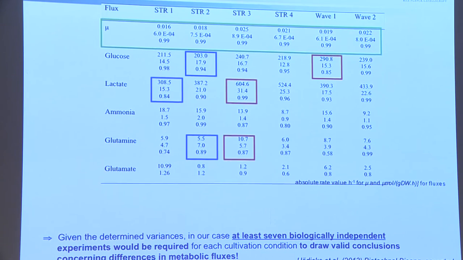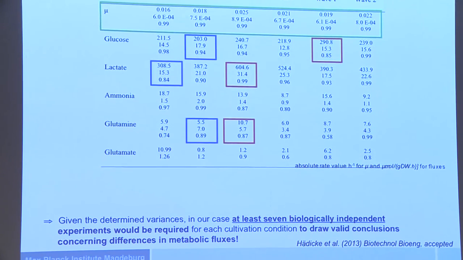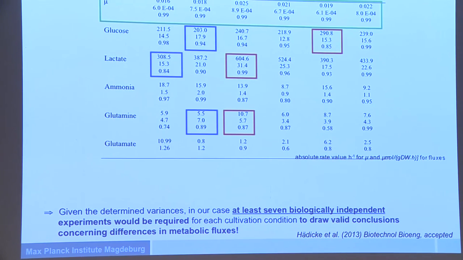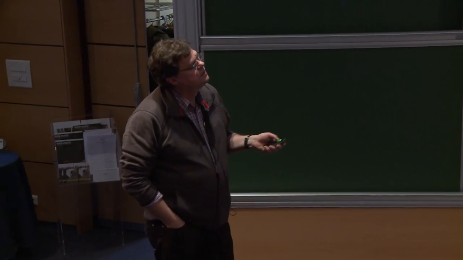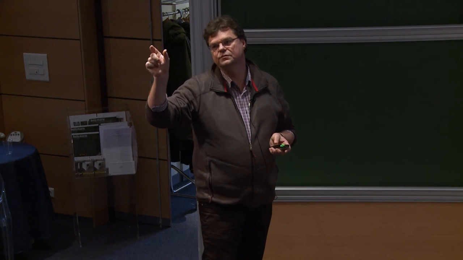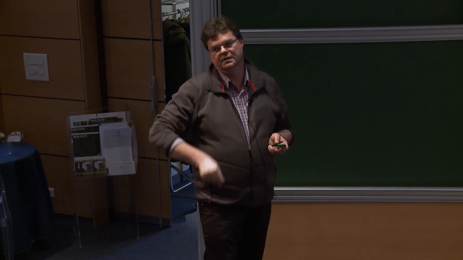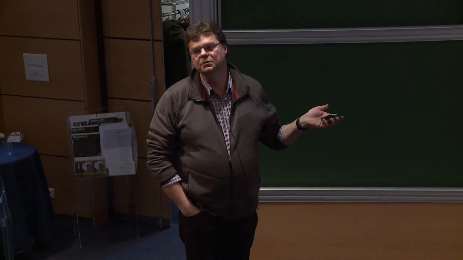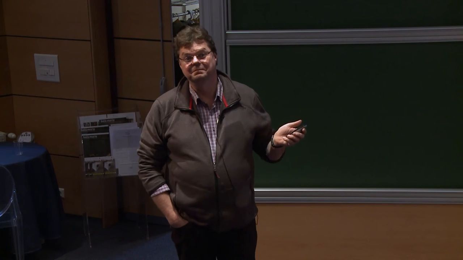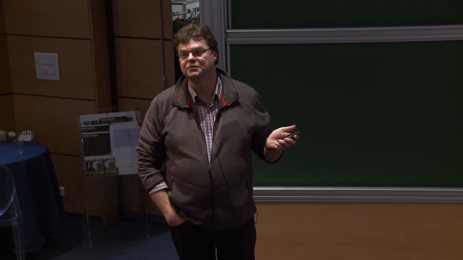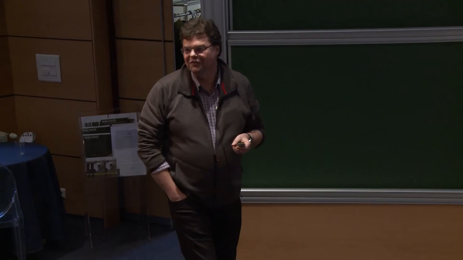And finally, if you have a limited set of experiments, how many experiments would you need to confirm a difference between both systems? If you do some statistics, we can say for the data I've shown you, we would need at least 7 biologically independent experiments to separate the performance of the cell line in a stirred tank versus a wave bioreactor. And tell me who is willing to do this number of experiments. Probably nobody. The maximum number I see is 3, if I see a 3 at all. So it's just a warning.